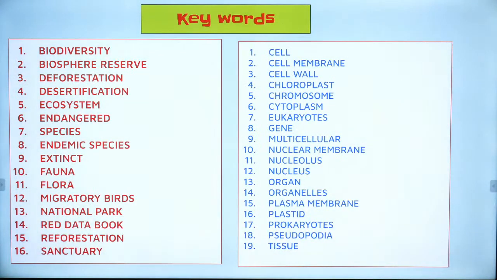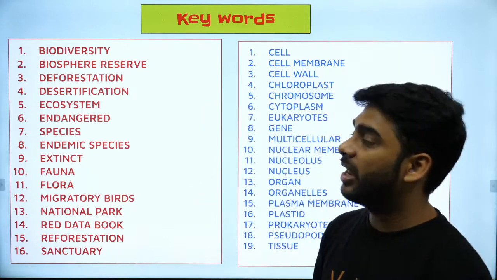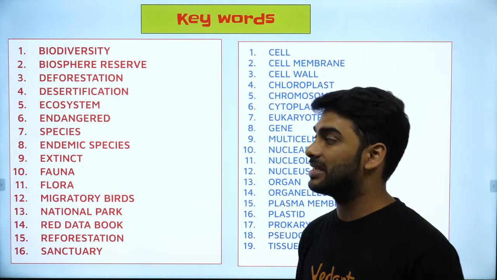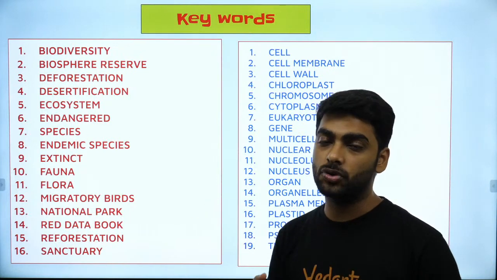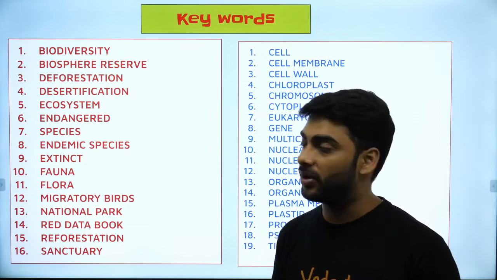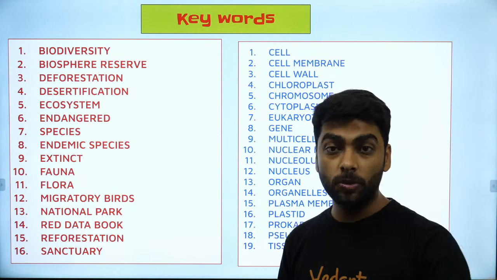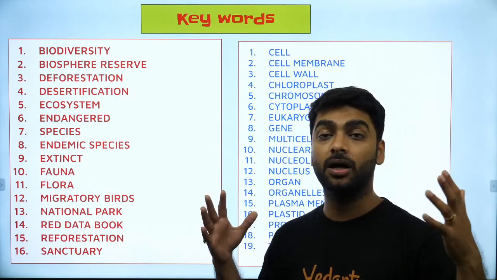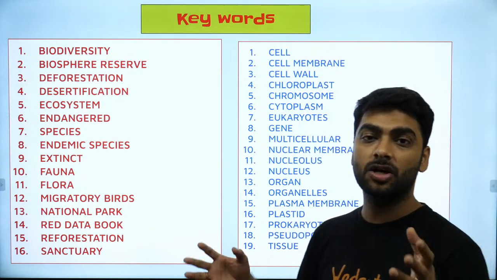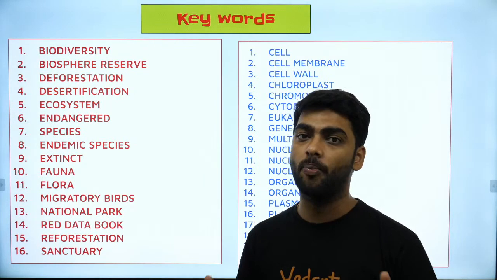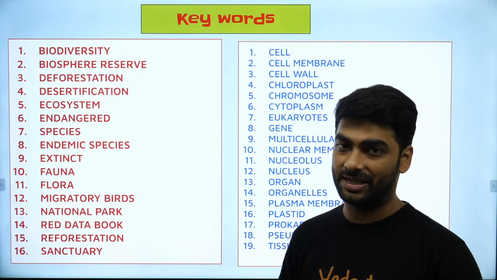Chalo, moving on. Okay. So now let us do the keywords and then let us go to the Menti. Biodiversity is the variety of organisms present in an area. Biosphere reserve is a protected area where no hunting, poaching is allowed. It is to protect the biodiversity. Deforestation is the act of cutting down of trees for human activities. Desertification is when a fertile land turns into desert because of lack of trees. Ecosystem is the combination of all the living and non-living components of the environment. Endangered are the species who are on the verge of extinction.